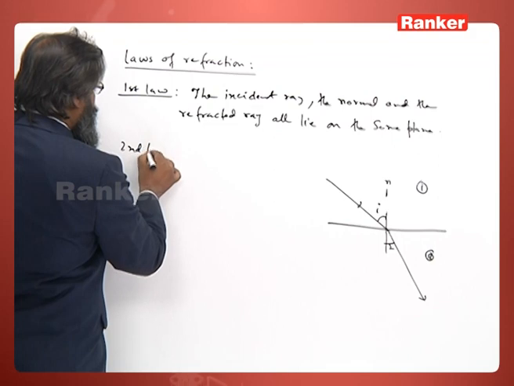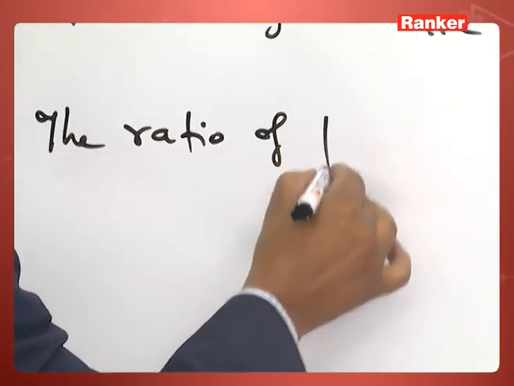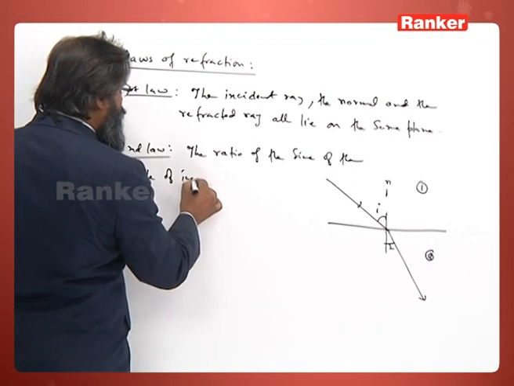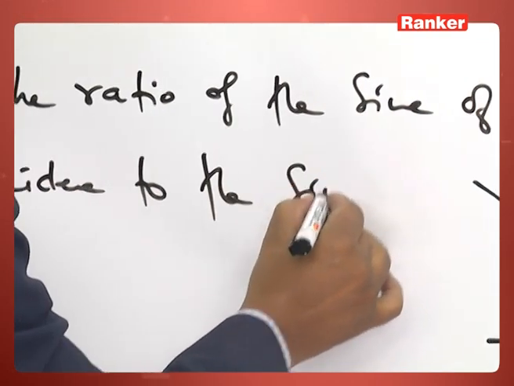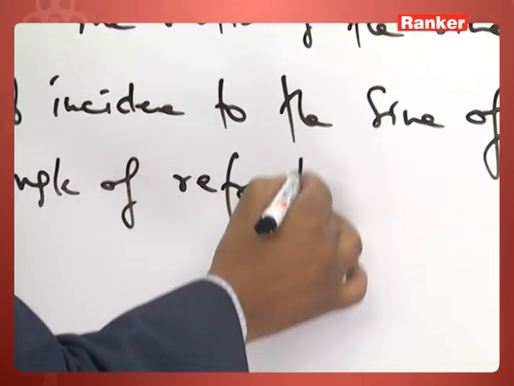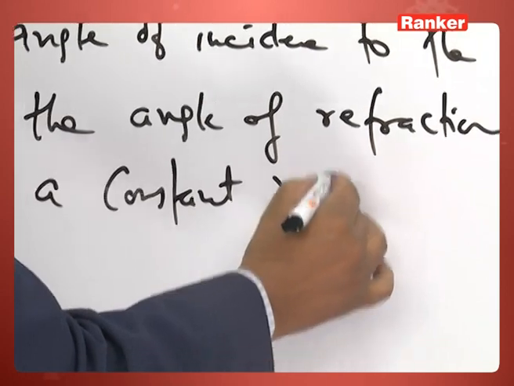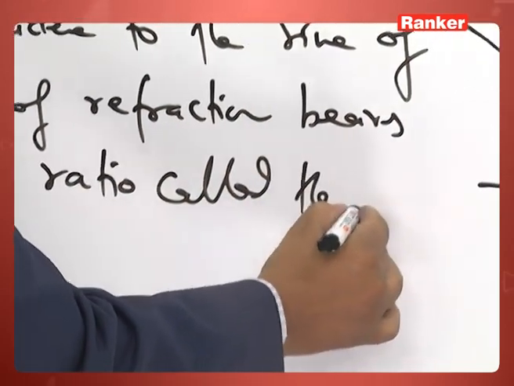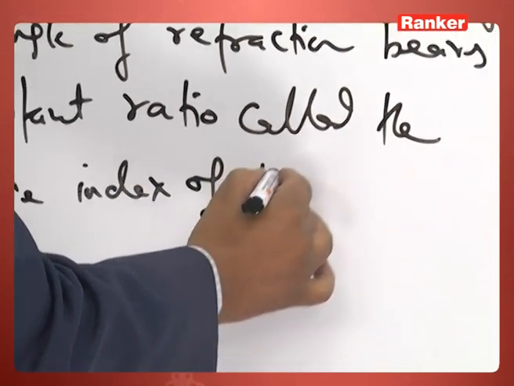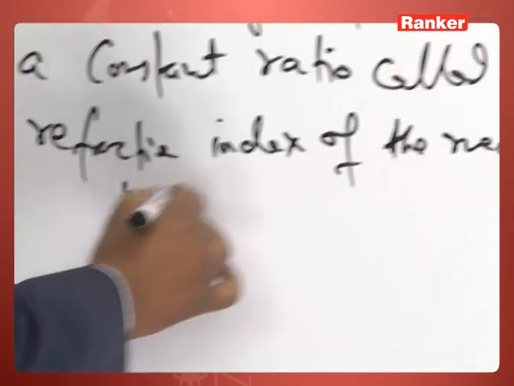Now, the second law tells that the ratio of the sine of the angle of incidence to the sine of the angle of refraction bears a constant ratio called the refractive index of the medium with respect to the other.